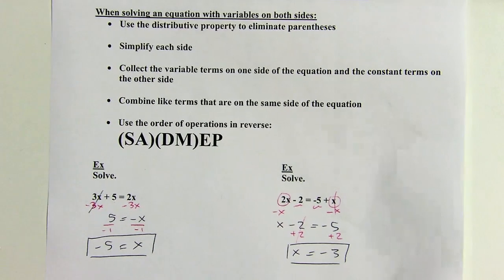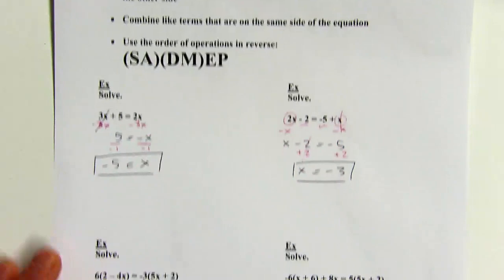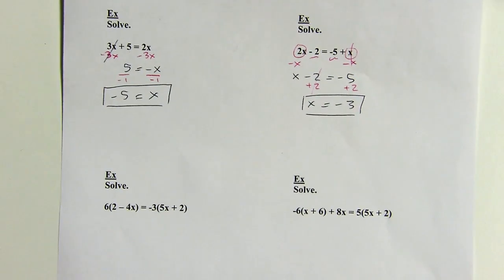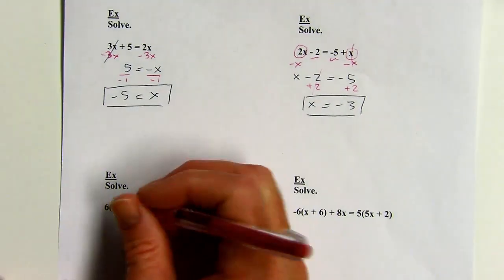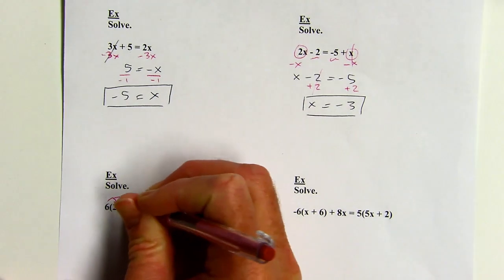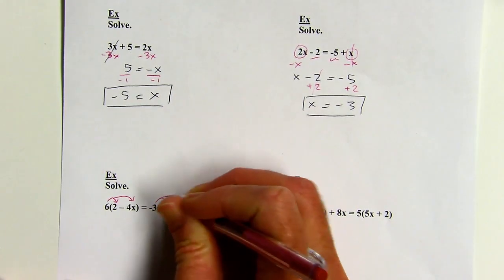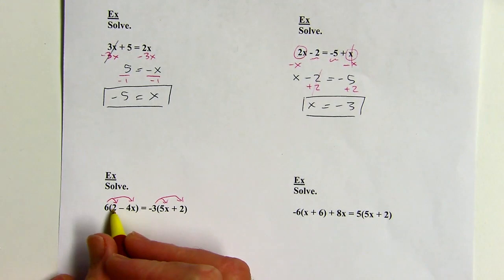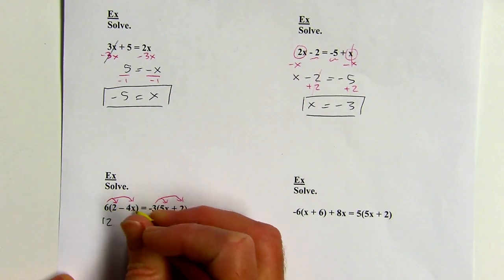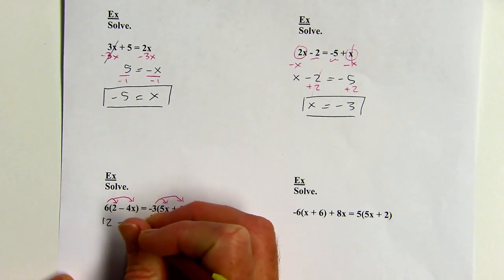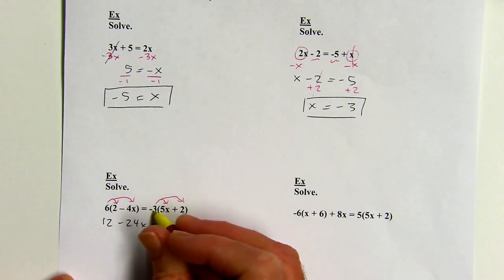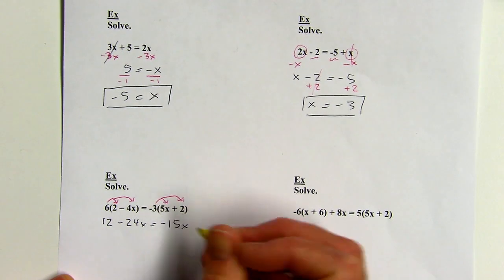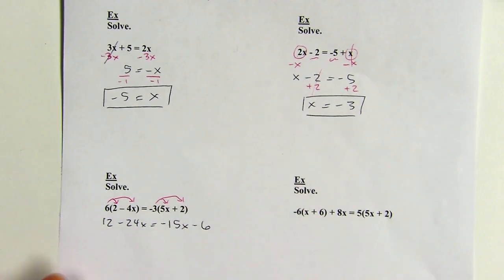Okay? All right, let's try some that are a little bit more complicated down here. So first thing here, I do have some parentheses. So I'm going to distribute here and here on both sides of the equation to get rid of the parentheses. Okay, so 6 times 2 is 12. 6 times -4x would be -24x. -3 times 5x is -15x, and negative 3 times 2 is negative 6.